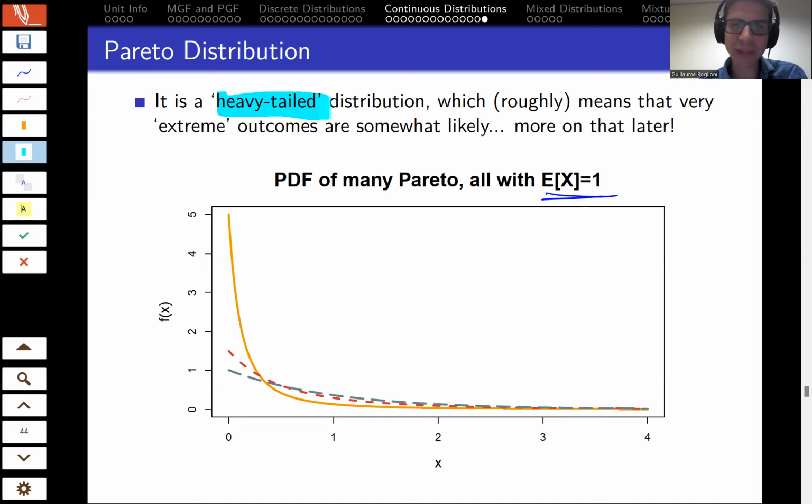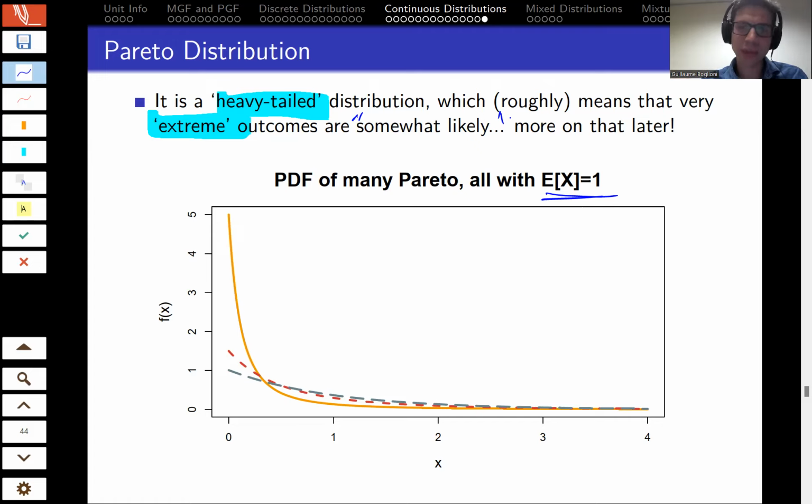Roughly speaking, heavy tail distribution means that extreme outcomes, meaning outcomes that are very far away from the center of the distribution, from the mean or the median, are somewhat likely. Somewhat likely is not very formal, but it means they can happen with some probability that's not that negligible.